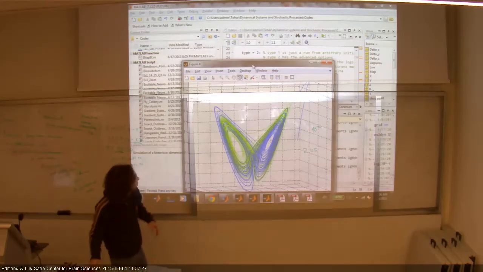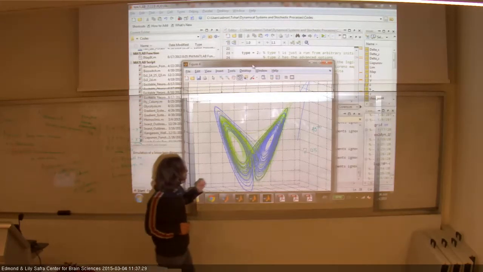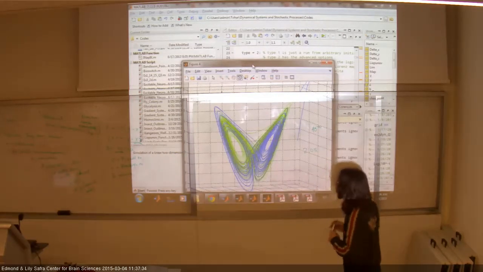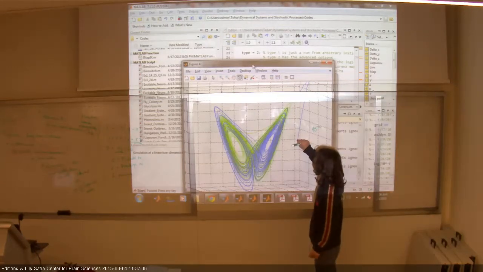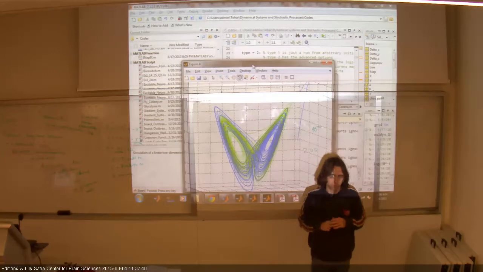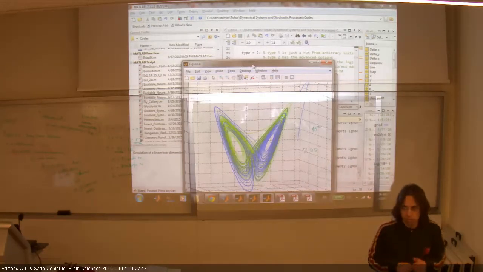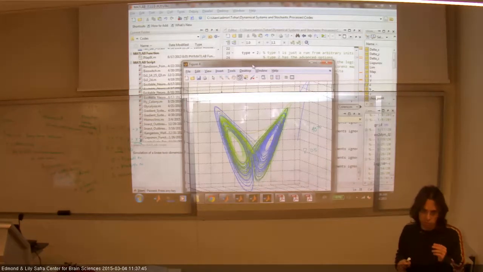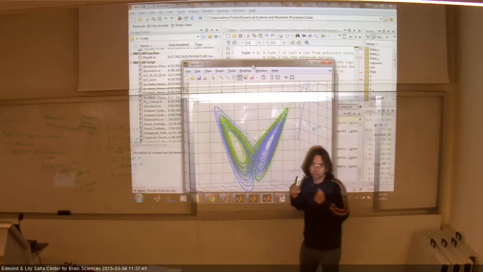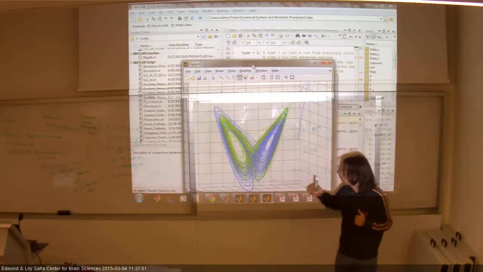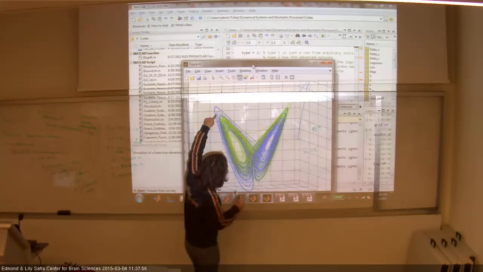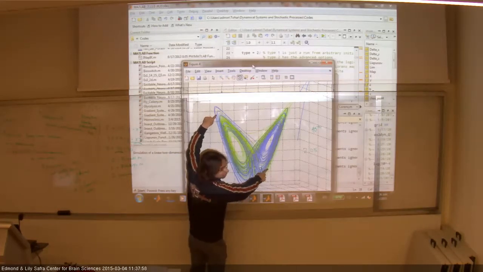Okay, so we were talking about how initial conditions that are very close to each other might diverge from each other. And the idea is that at a given time, remember we are talking about long-term behavior. After a given long period of time, the system that is marked here in blue might be here, and the system marked in green might be here.